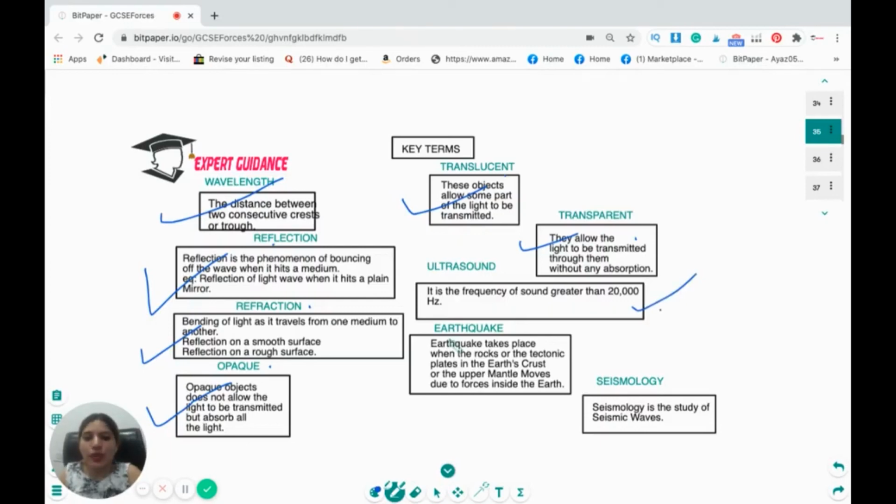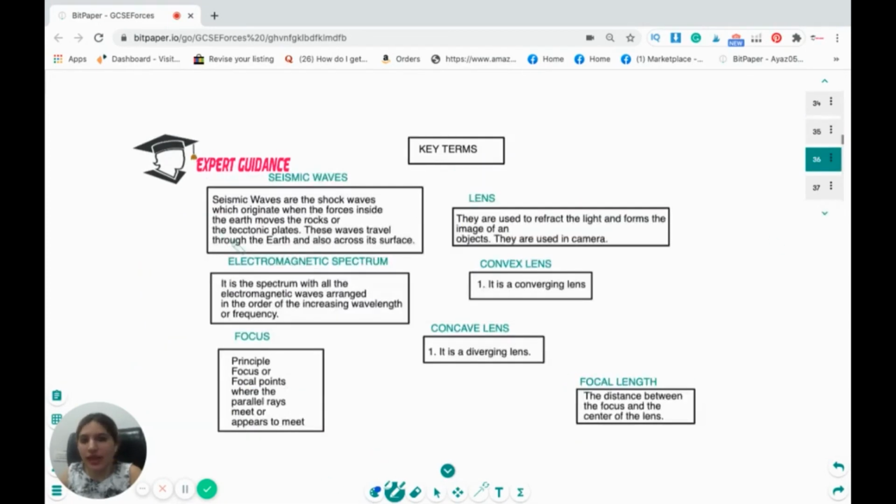Earthquake takes place when the rocks of the tectonic plates in the Earth's crust or the upper mantle move due to the forces inside the Earth. Seismology is the study of seismic waves. Seismic waves are the shock waves which originate when the forces inside the Earth move the rocks of the tectonic plate. Electromagnetic spectrum is a spectrum where the waves are arranged in the order of increasing frequency or wavelength.